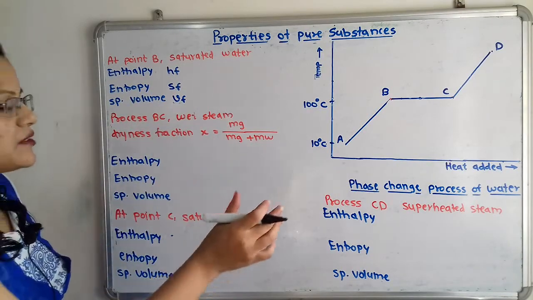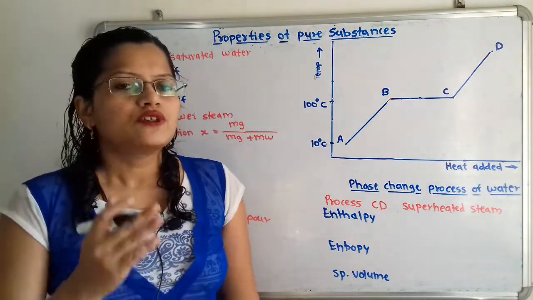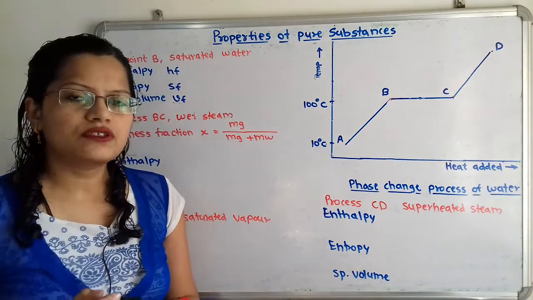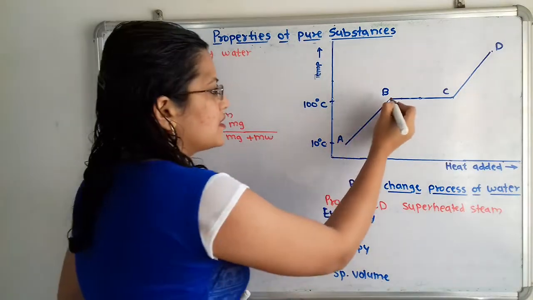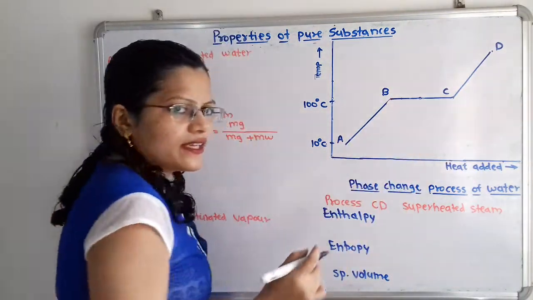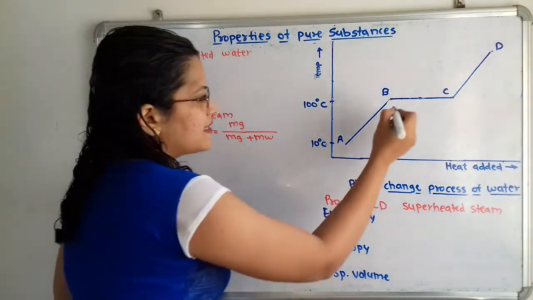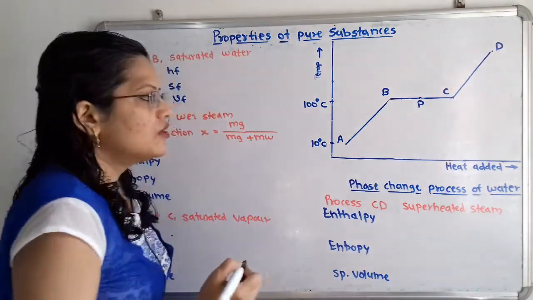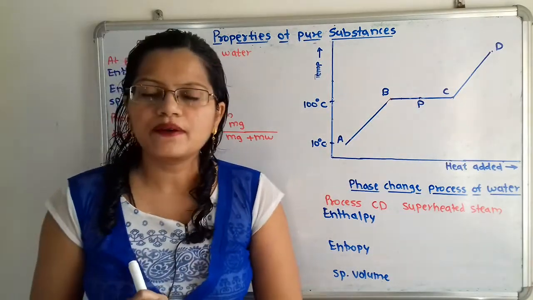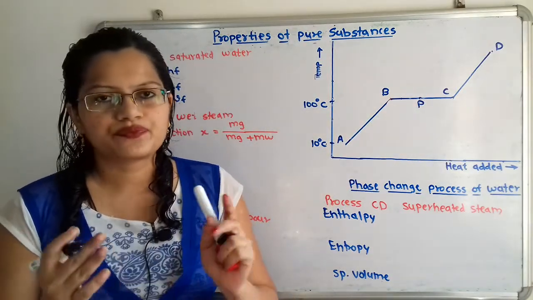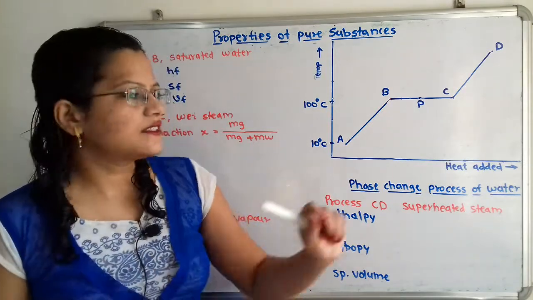Now we will move to the next process, that is process BC. So what is happening during process BC? Water is getting converted into steam or water vapor. So if we select any random point in between this B to C, then there is the water as well as water vapor mixture. So we will select any random point, that is the point P. So for this wet steam, we first have to decide at this point P what is the amount of the water as well as what is the amount of water vapor, or we can say steam, that is there.